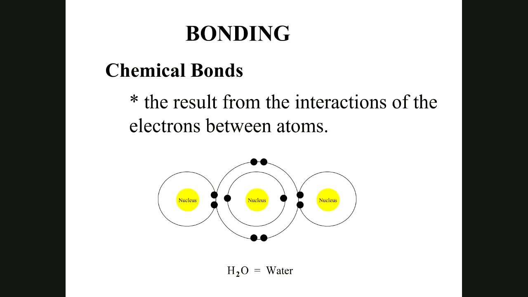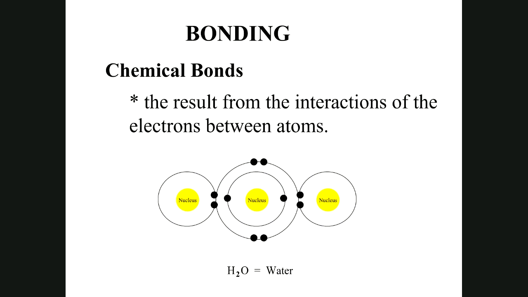Now, chemical bonds result from the interactions of electrons between the atoms. Originally, this was an animation, and it would show this. The one on the left was hydrogen with 1 electron in its outer shell, the one on the right was a hydrogen with 1 electron in its outer shell, and the one in the middle is oxygen with 6 electrons in its outer shell.